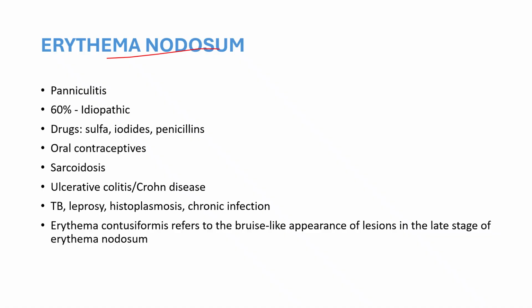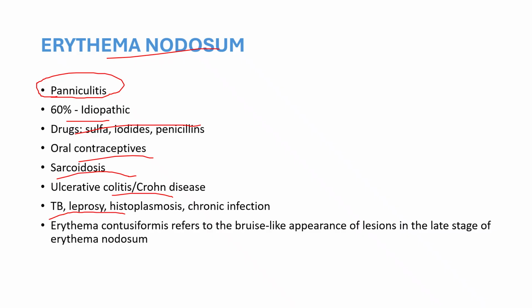Again, a little bit on erythema nodosum. It's a panniculitis, an inflammation of the subcutaneous tissue. In 60% of cases it's idiopathic. But sometimes it has other associations, like drugs such as sulfa drugs, iodides, penicillins, oral contraceptive use, and sarcoidosis, one characteristic feature which I've told you: sarcoidosis can come with erythema nodosum. Also ulcerative colitis or Crohn's disease, which are inflammatory bowel diseases. Then other infections like TB, leprosy, histoplasmosis, chronic infections.